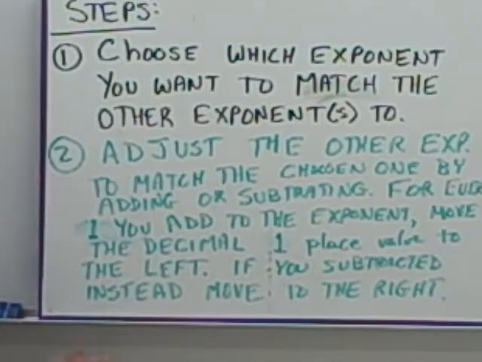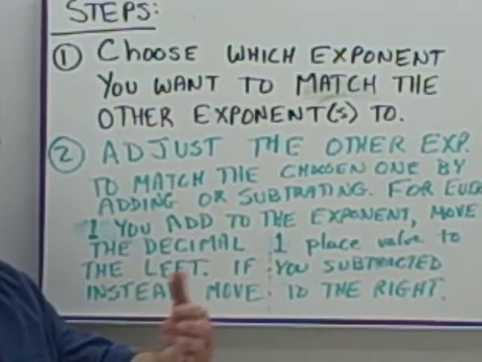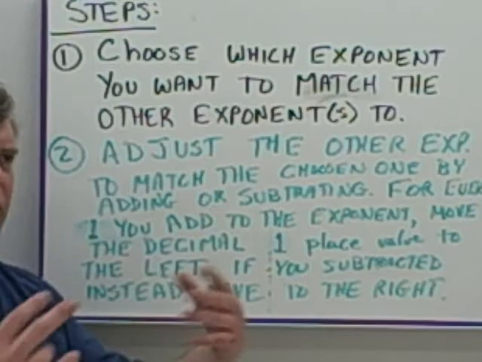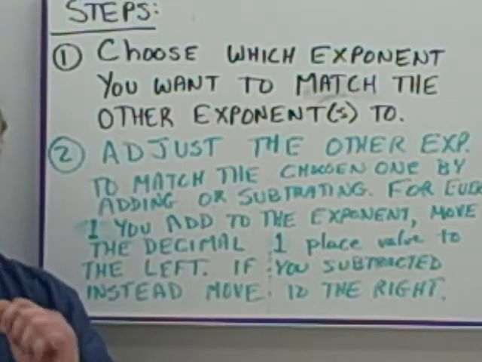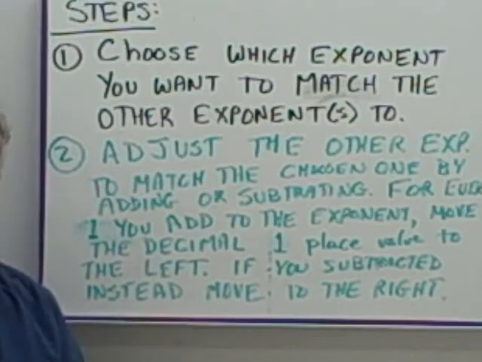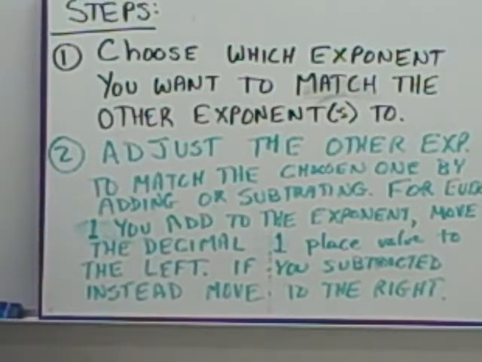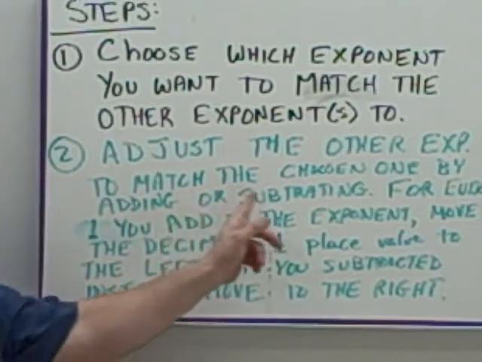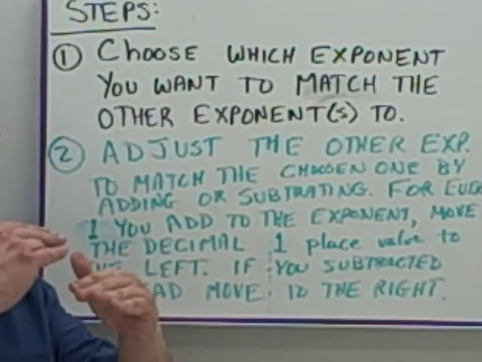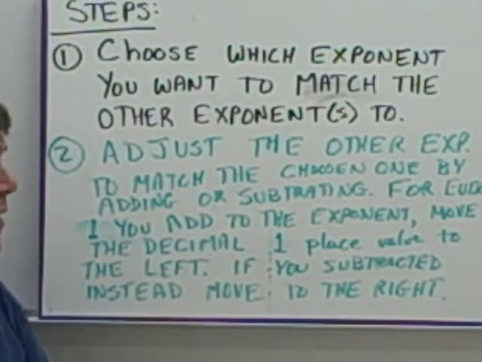So the steps. Step 1, choose which exponent you want to match the other exponent or exponents to. Pick one of the exponents on the 10 and stick with it. That's the one you're going to make all the other 10 to the whatevers into. Step 2 is adjust all the exponents to match the chosen one by adding or subtracting. If the exponent is lower than the one you've chosen, you've got to add to it. If it's higher, you've got to subtract from it.